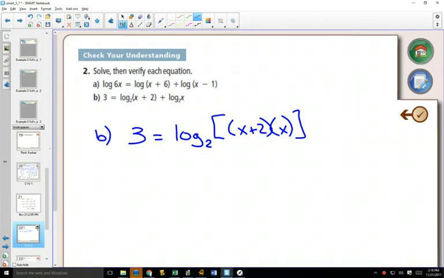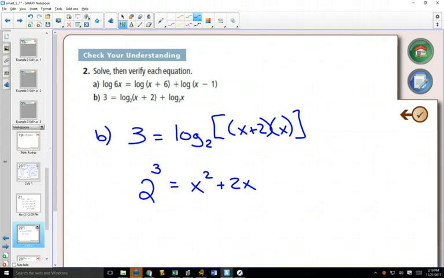Once you have that single logarithm, this is the hard step to remember. This will be the step that you forget. What do I do from here? I use the definition. My base is 2, my exponent is 3. It's equal to this, which if I multiply that out, is x squared plus 2x. That's my definition of a logarithm.